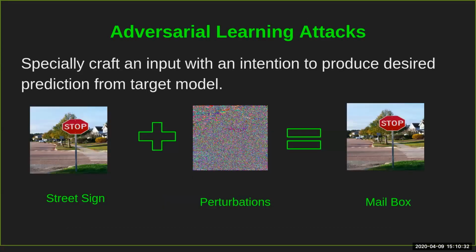So let's start with the first attack, which is called the adversarial learning attack. This attack is very well known in the ML and data science community. Basically, we take an input sample and make changes to it so that it will be classified into a wrong class. Let's say I am targeting a self-driving car where I want to classify a stop sign as a mailbox so that the car may not stop at the stop sign. That would be a very unethical use of adversarial attacks.